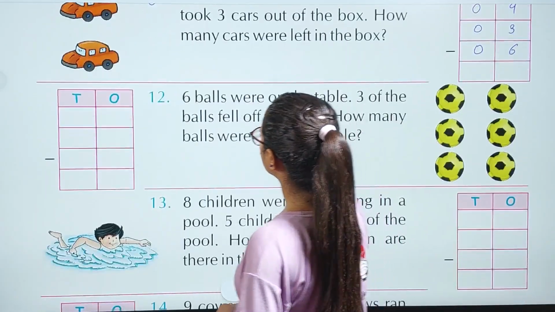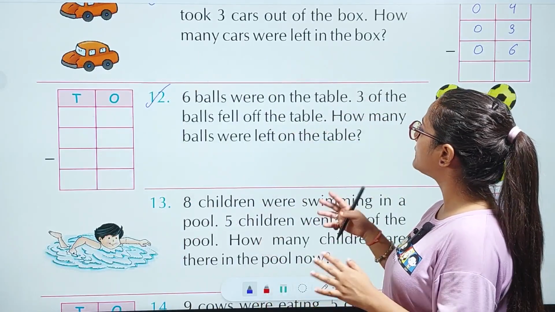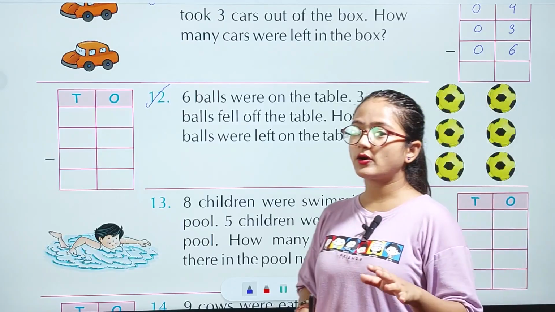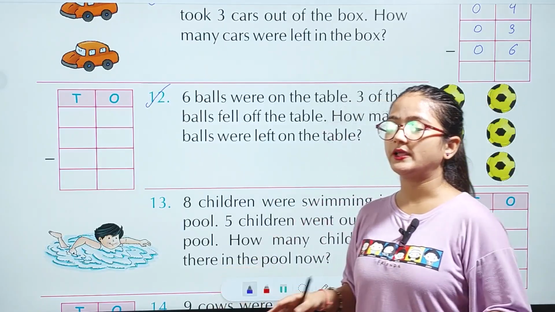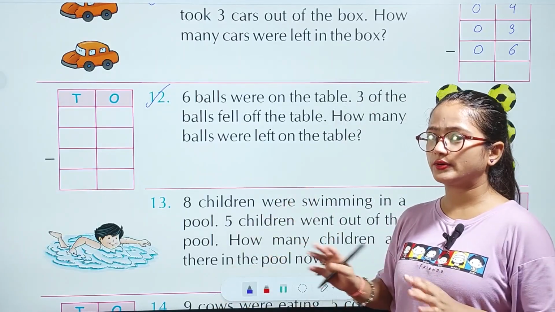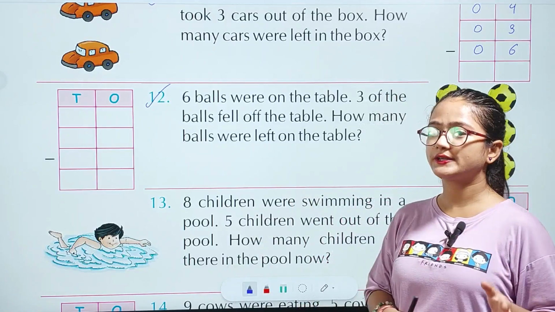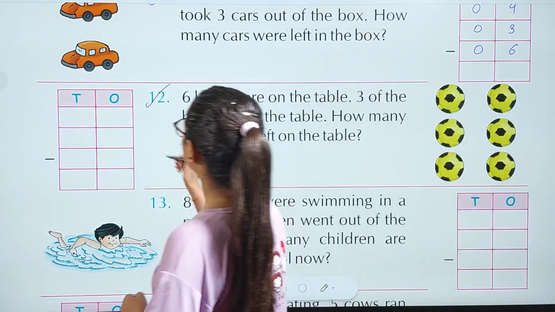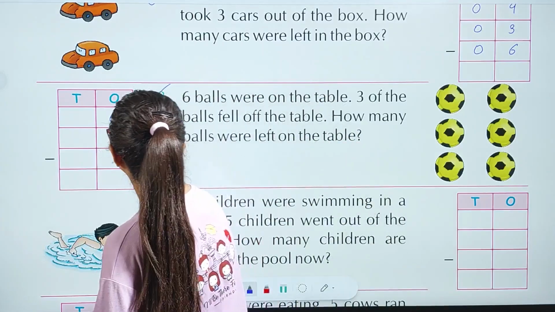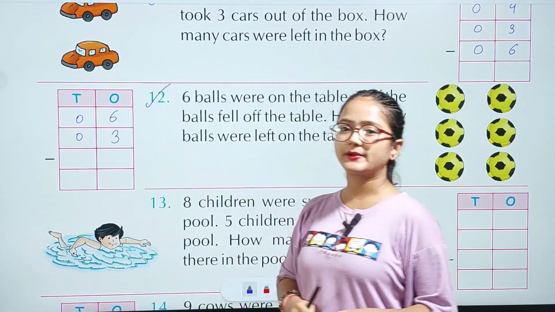Now the next question. 6 balls were on the table. 3 of the balls fell off the table. How many balls were left on the table? 6 balls were already on the table, and 3 balls dropped on the floor. So how many balls are left on the table? Let's subtract it. Write down 6 in the ones place and 3 also in the ones place, and 0 in the tens place. Now you have to subtract 3 from 6.